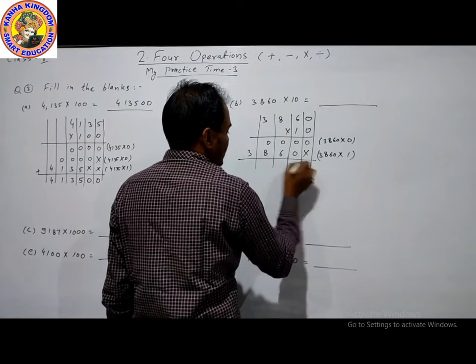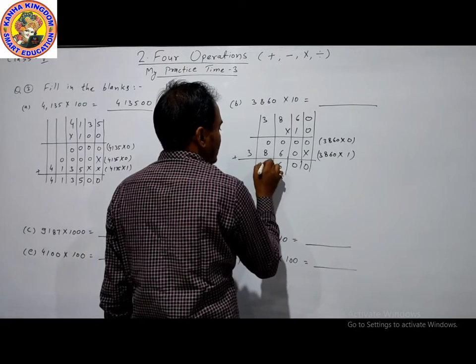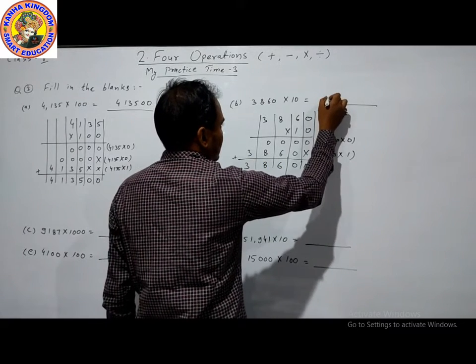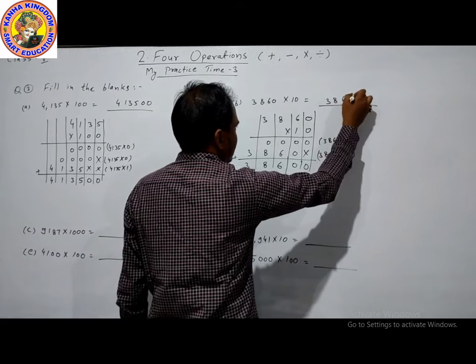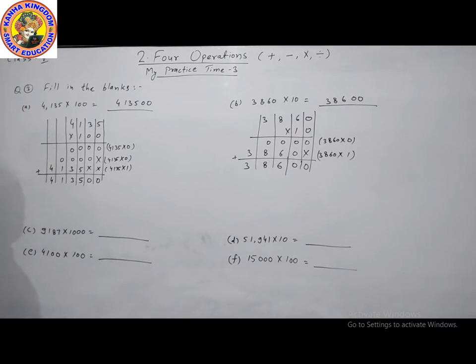Now add these numbers. 0, 0, 6, 8, 3. 38600. Let's take another look at this.